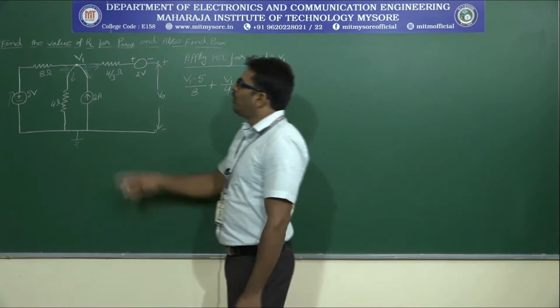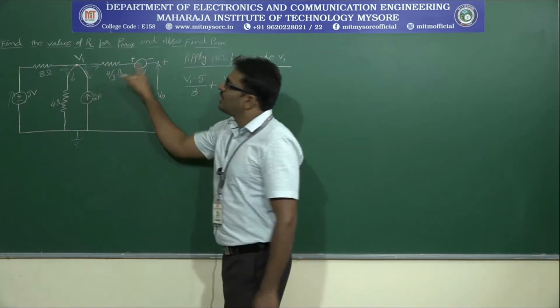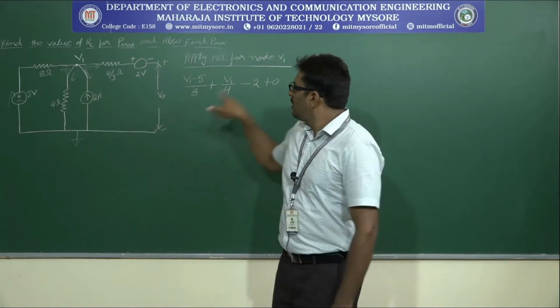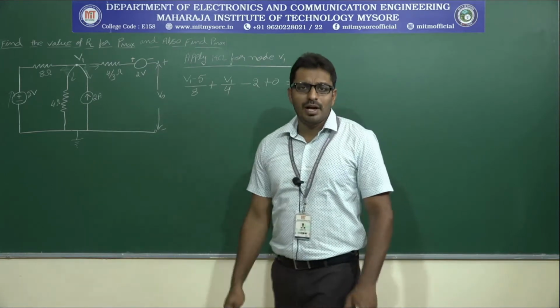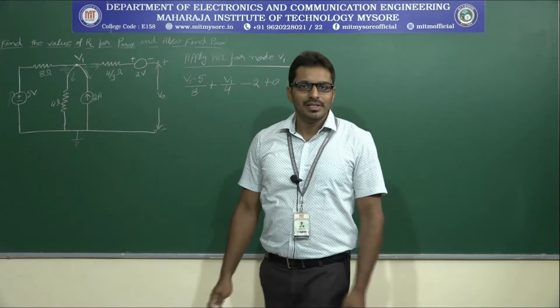Because only 4 branches are connected to this node, out of 4 branches, 1 branch is an open terminal. So, the current in that terminal is 0. So, that is equal to 0. Algebraic sum of current at any node point is equal to 0.